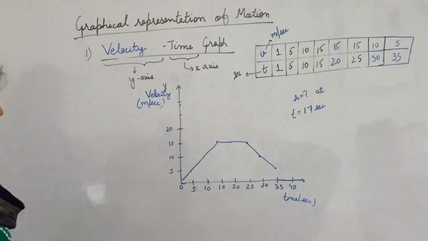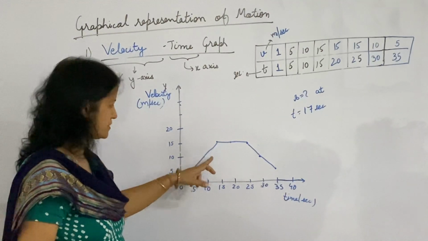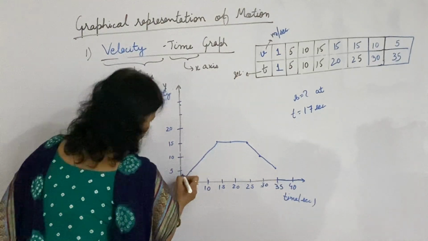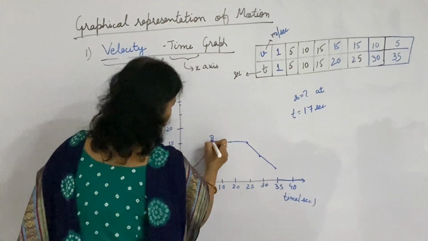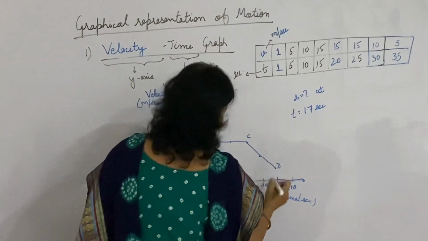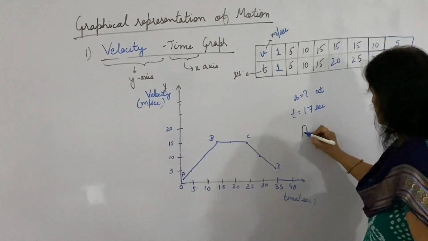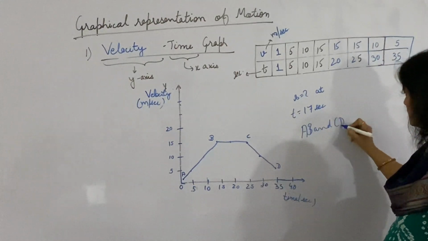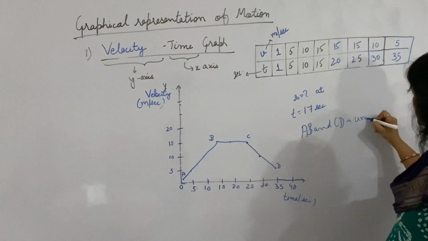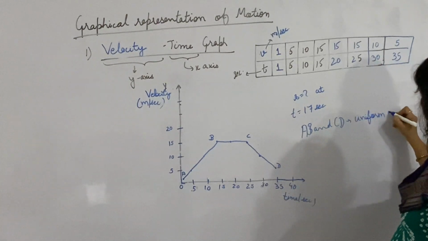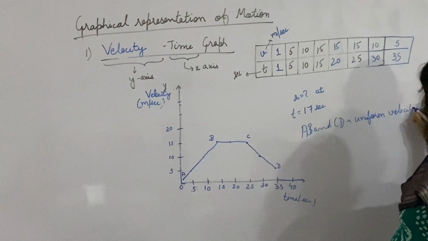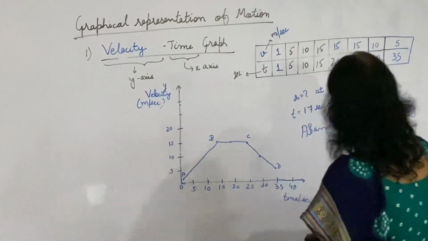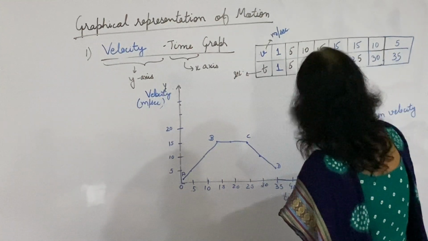Right. Now the linear line represents the uniform velocity. This is point A, this is point B, this is point C, and this is point D. Graph AB and CD represent the uniform velocity. Significance of this: if the line graph is linear, then it represents the uniform velocity.